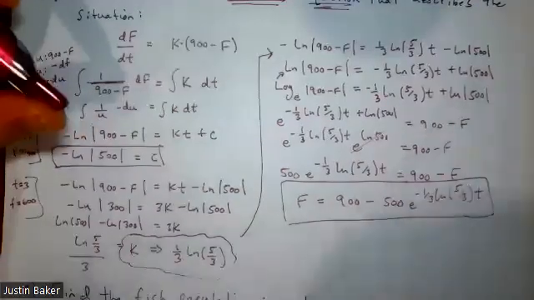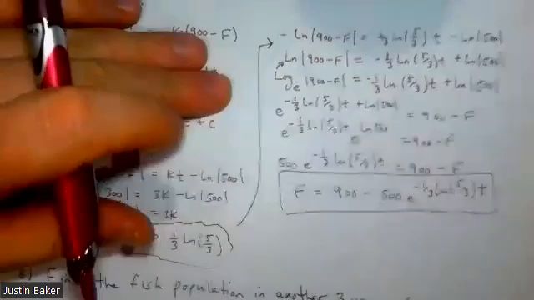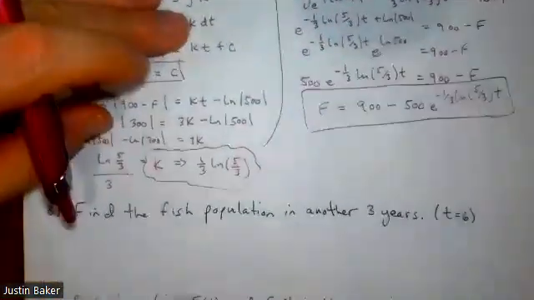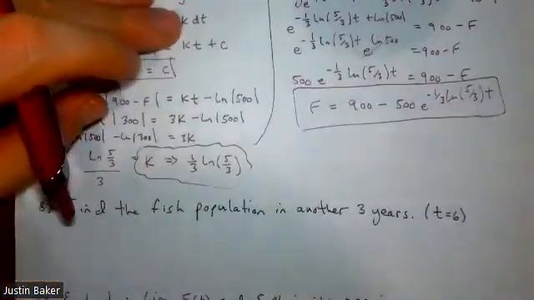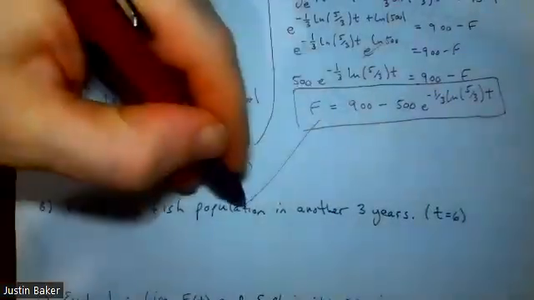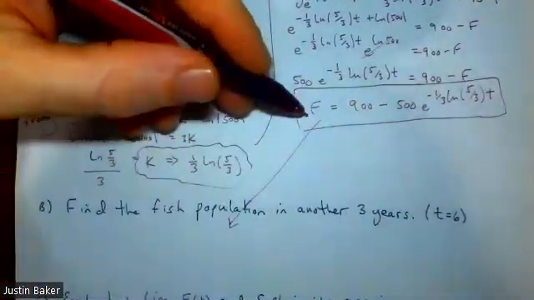Okay, so that was the hardest part of it all. Let's see what else we've got. Part B, find the fish population in another 3 years. All that means we have a formula now for fish population.